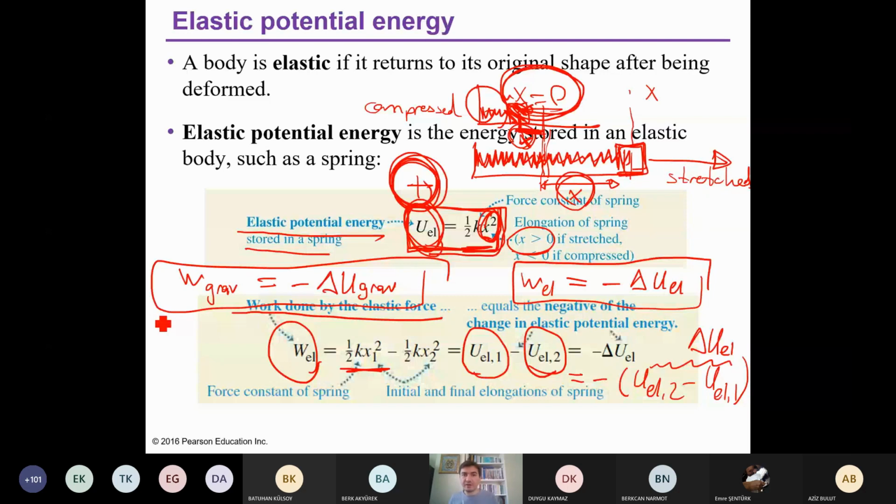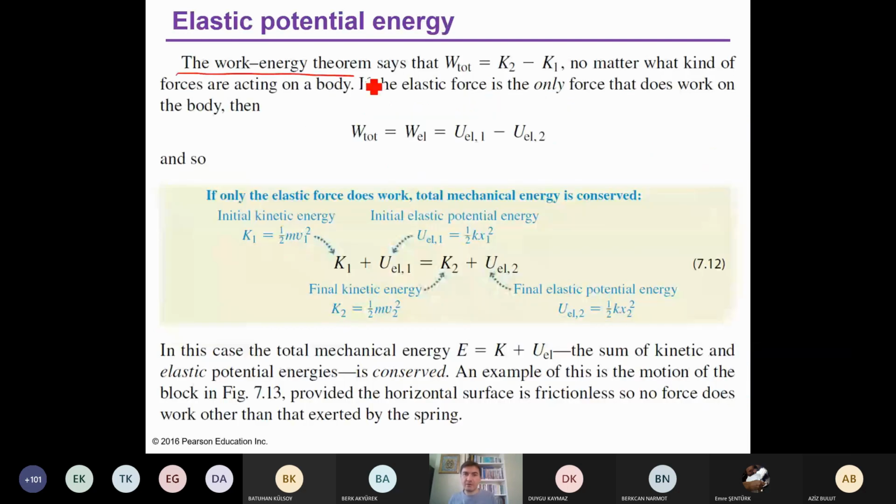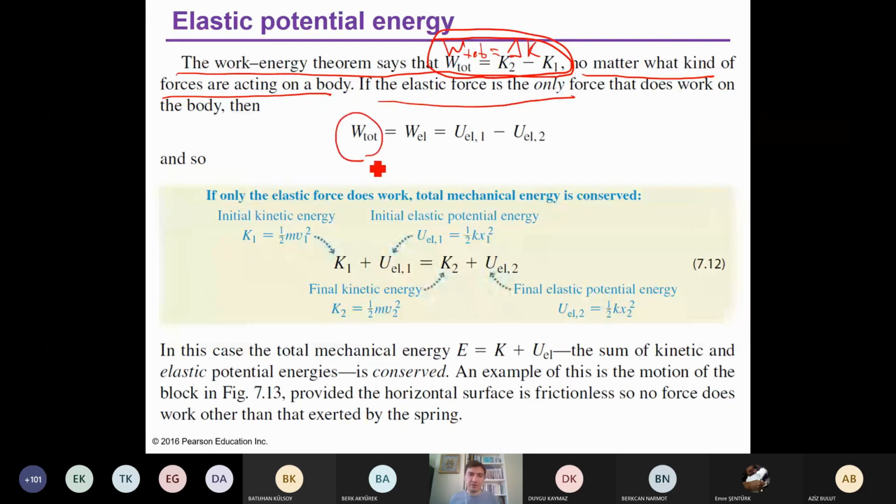So the work-energy theorem says that the total work done on the object is equal to the change in the kinetic energy. The total work is equal to delta K. We have done it in the past. No matter what kind of forces are acting on a body, if only elastic force does work on the body, then the total work is given by the work done by elastic forces, and it is equal to minus the change in the elastic potential energy.